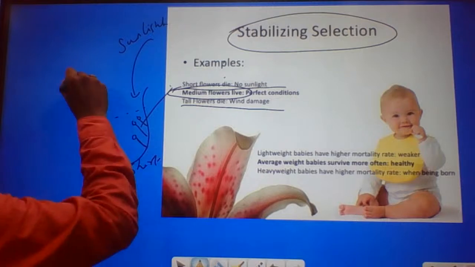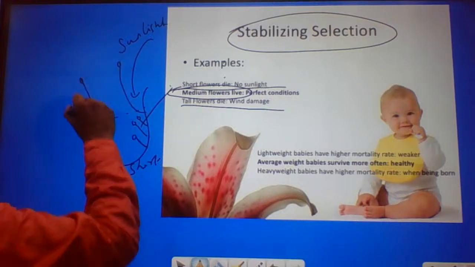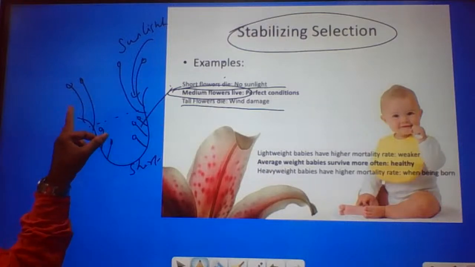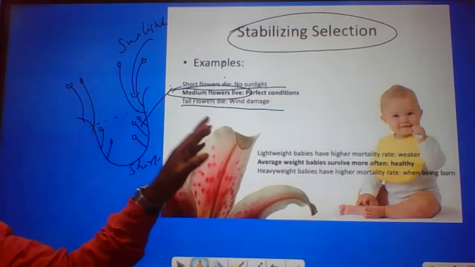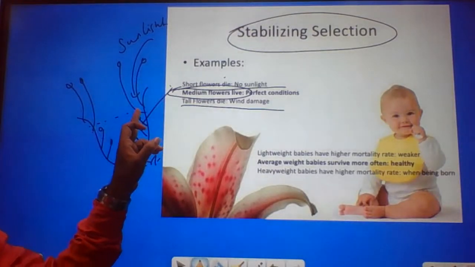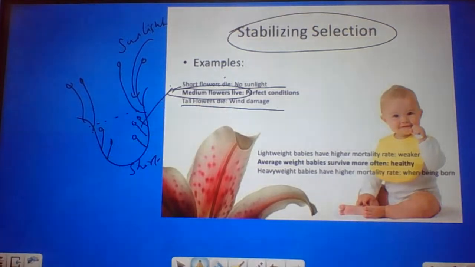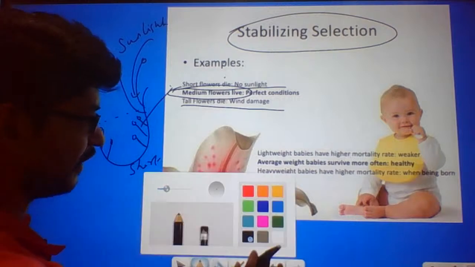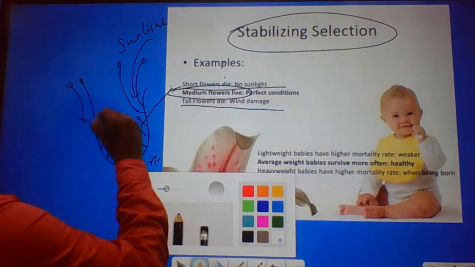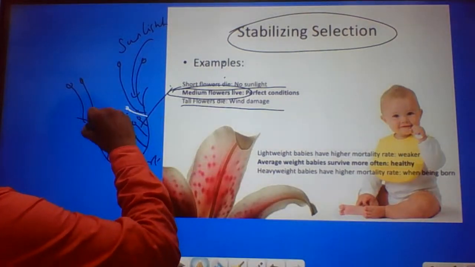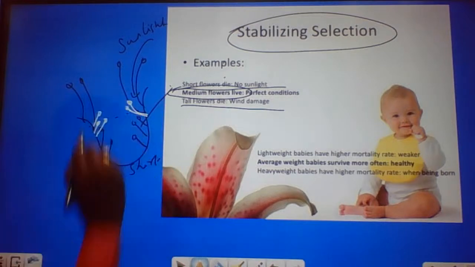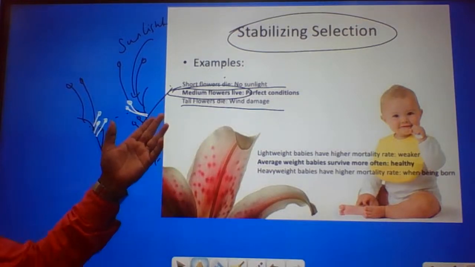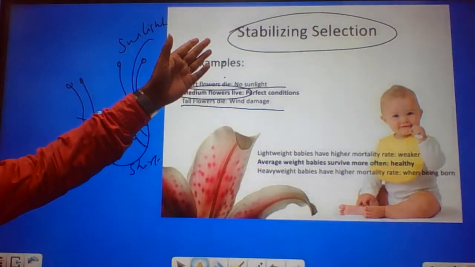And there are a few varieties where you take very tall flowers, and the tall flowers started protruding outside. These tall flowers also may die because of wind damage. But which types of flowers is nature favoring? Nature is favoring only the medium-sized flowers. So this is one classical example that you can give for stabilizing selection.